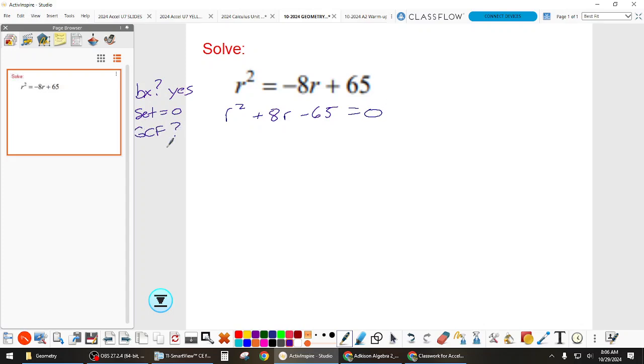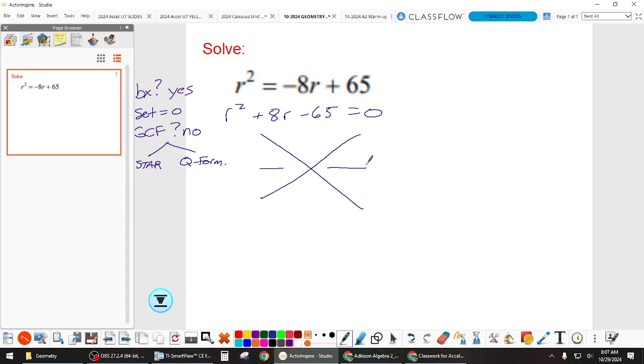Is there one? No. Okay, then what? Then you do star. Because there isn't a GCF, you can do star. So we can try star, or if not, we do quadratic. So go with the star. Are there factors of 65 that add to 8? Yes, there are. 13 and 5.